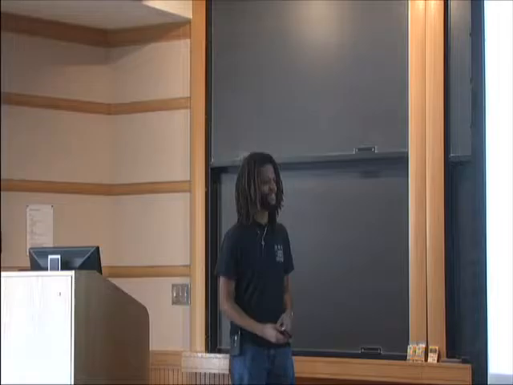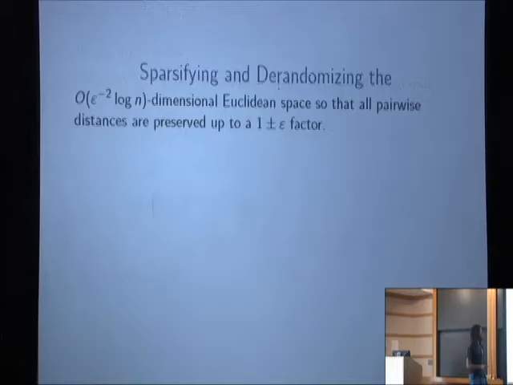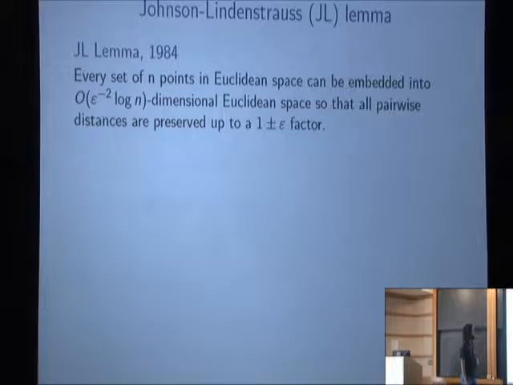What I'm going to talk about today is based on a couple of joint works with Daniel Kane. First, let me tell you what the Johnson-Lindenstrauss lemma is. It says that every set of n points in Euclidean space can be embedded into a dimensionality that only depends on log n and poly 1 over epsilon, such that the pairwise distances between all points are preserved up to a multiplicative 1 plus or minus epsilon factor.